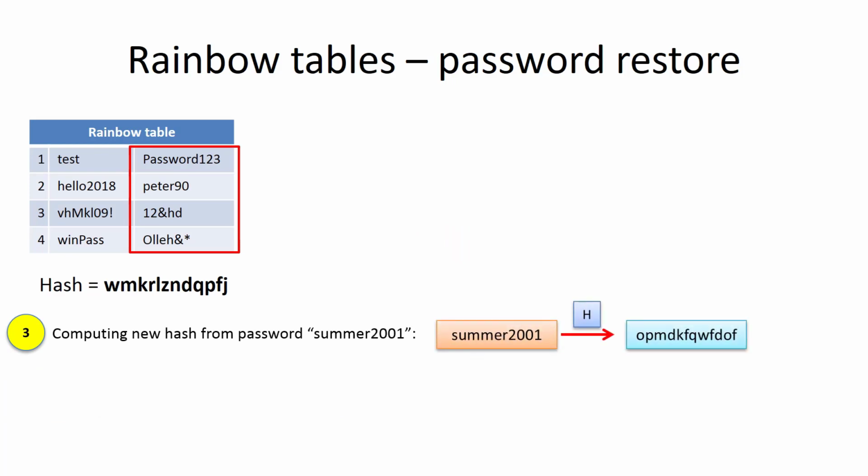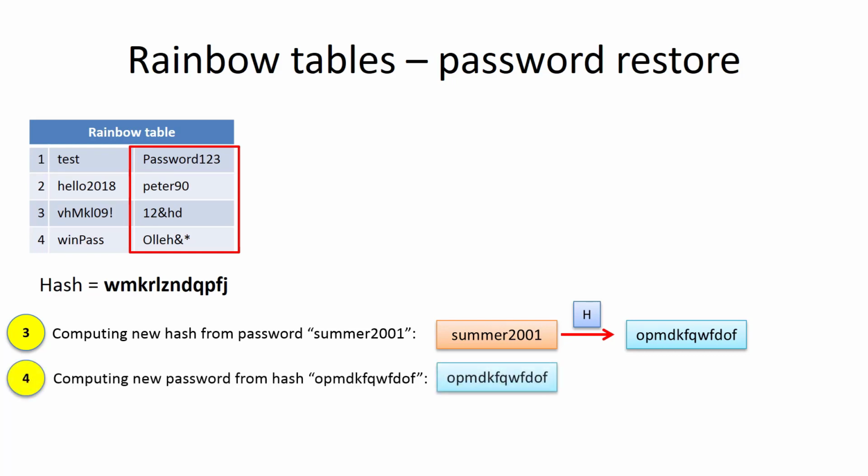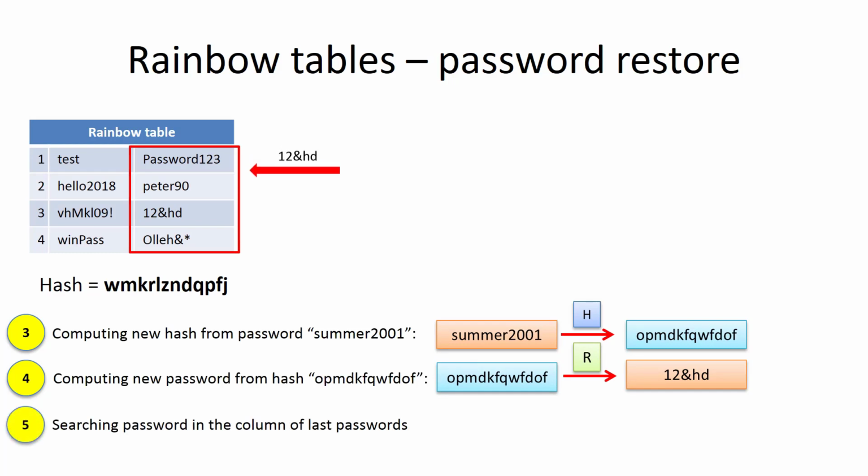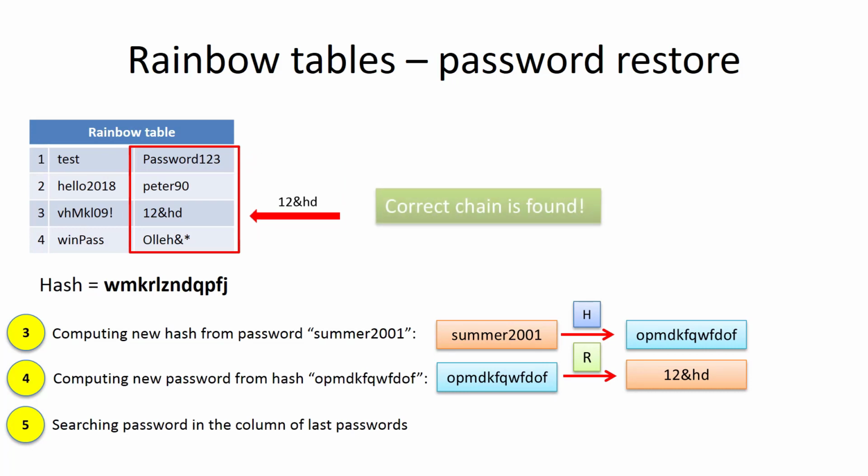First, we need to calculate the hash of the given password. And then, from this hash, we compute another new password. And again, we try to find any match in the table. This time the password is found. So we found the right chain, and this chain has the password for our hash.